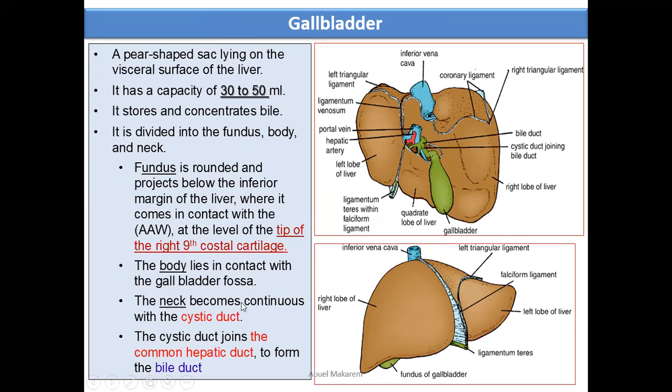The neck becomes continuous with the cystic duct. As I said, the neck becomes narrow and continues as the cystic duct. The cystic duct joins the common hepatic duct to form the common bile duct.